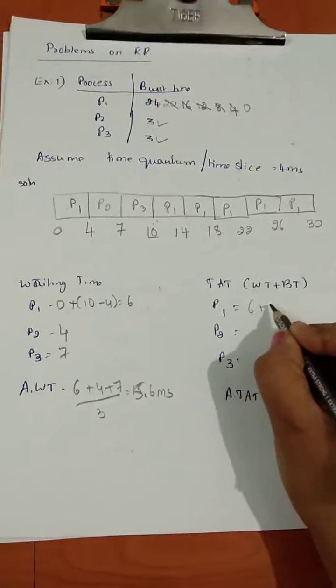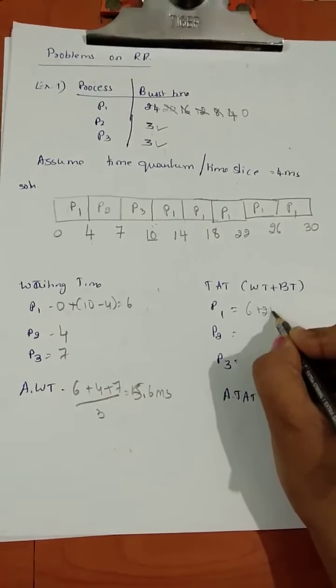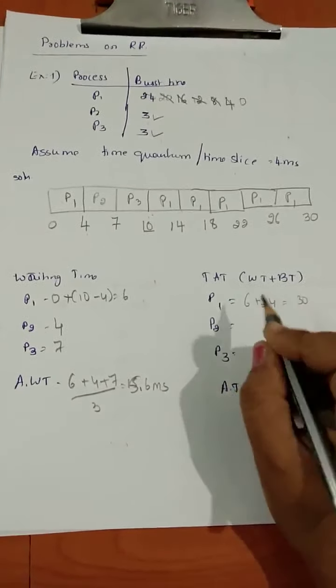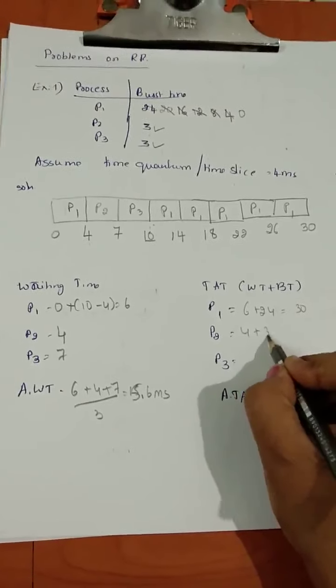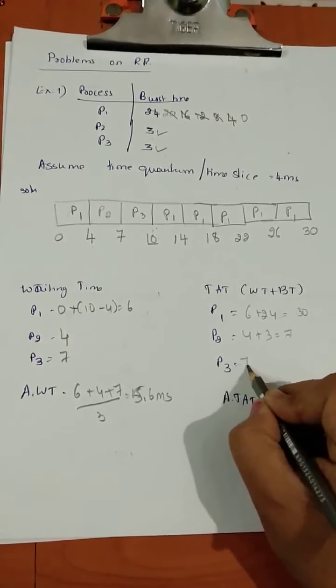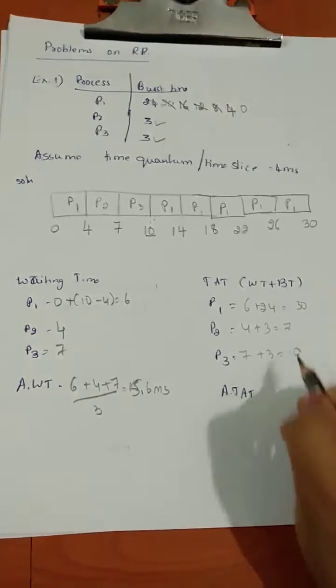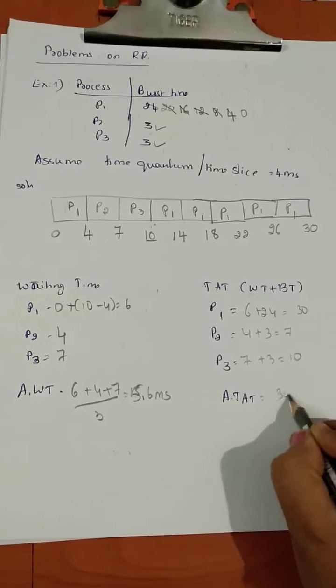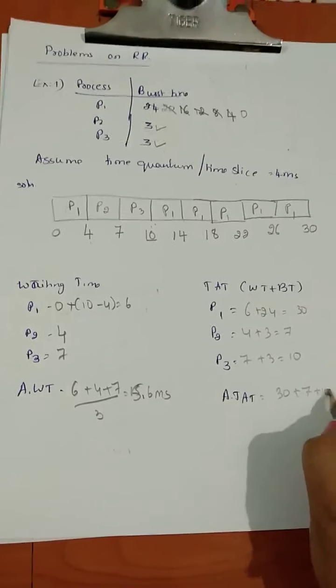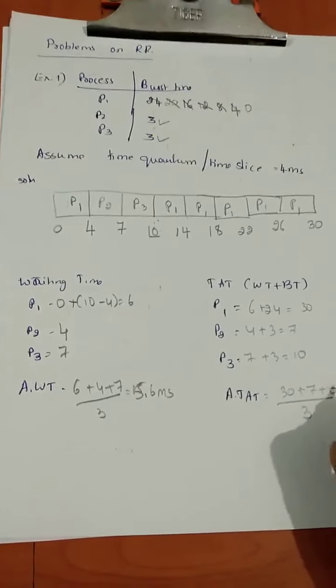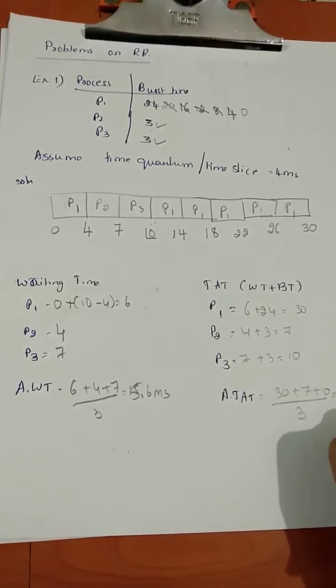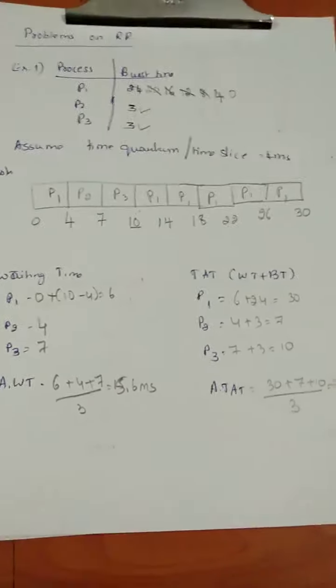Okay, and your turnaround time will be waiting time plus burst time. So 6 plus 24, it is 30. 4 plus 3, it is 7. 7 plus 3, it is 10. So 30 plus 7 plus 10 divided by 3, it will be 15.67 milliseconds.